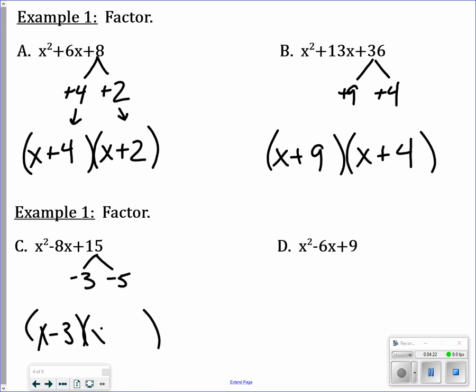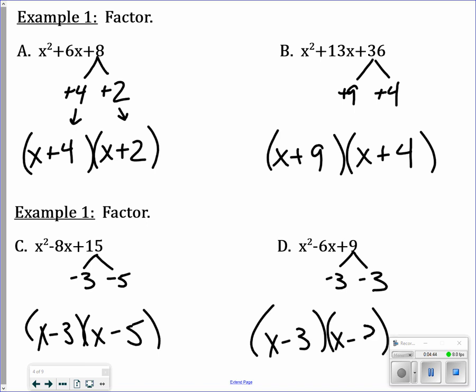So again, that little saying that I kept saying earlier about two things that multiply to be one number but add to be another. If the last number is positive, the only way to get a positive is to have a positive times a positive or a negative times a negative. So negative 3 times negative 3 is positive 9, but it adds up to negative 6. So again, if your c value is positive, the only way to do that is if you have a positive times a positive or a negative times a negative.